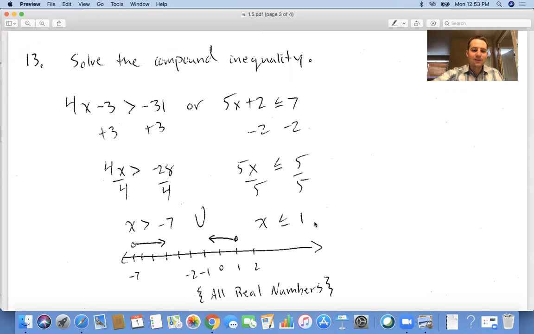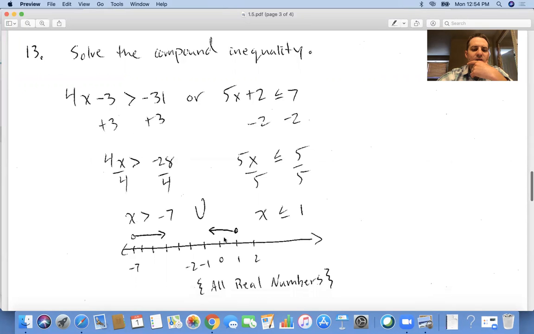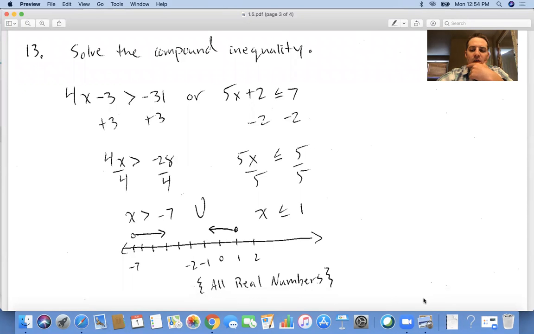The takeaway is OR means either one of these can be right. So if I'm moving in this direction to the right, and then also in this direction to the left, that'll actually encompass the full number line, because OR means either one can be a solution. Let's find the intersection of these two, and you get all real numbers for the intersection.